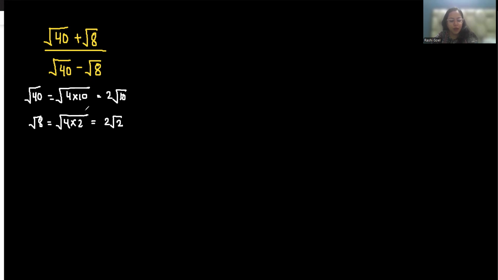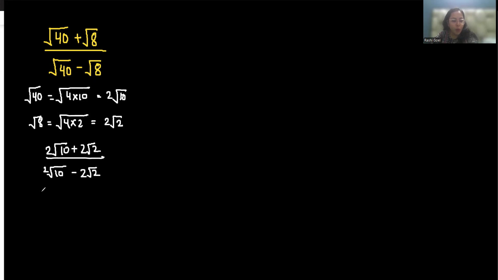So we have given (√40 + √8) / (√40 − √8). So let's simplify it. We'll write the roots in simpler form. √40, I can write it as √(4 times 10), which equals 2√10. Similarly, √8, I can write it as √(4 times 2), which gives us 2√2. So the expression becomes (2√10 + 2√2) / (2√10 − 2√2).